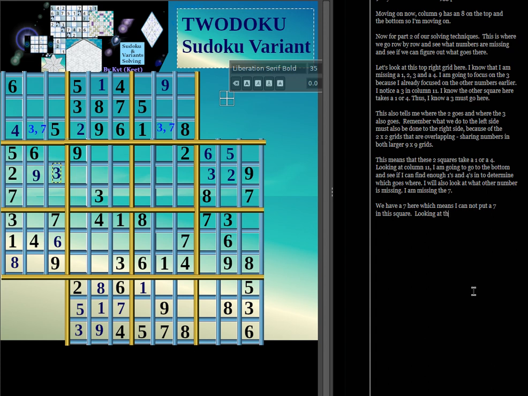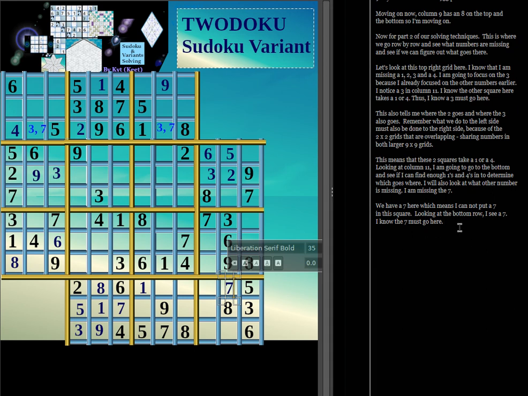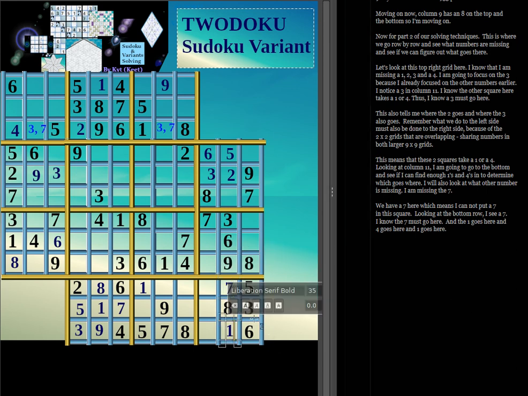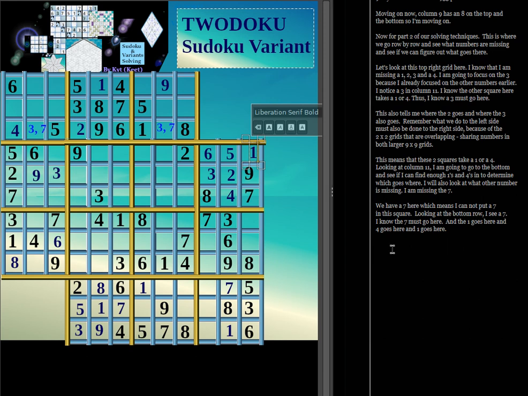Looking at the bottom row, I see a 7. I know the 7 must go here. And the 1 goes here, and 4 goes here, and 1 goes here. This is because there already is a 4 in this row. I am missing only one number, so I fill it in.